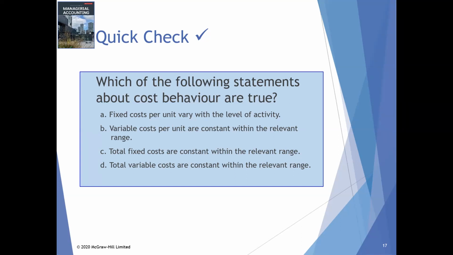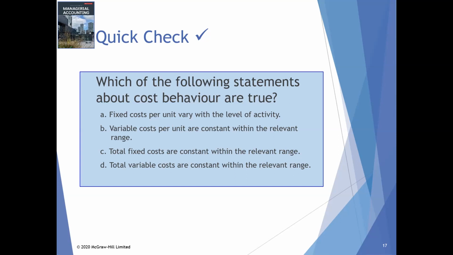Okay, fixed cost per unit varies with the level of activity. This is the one. Second, variable cost per unit is constant within the relevant range. Yes, this is also true within the relevant range. When the range increases, then it will change, but otherwise it remains constant. I think A and B are right. Let's see C and D as well.